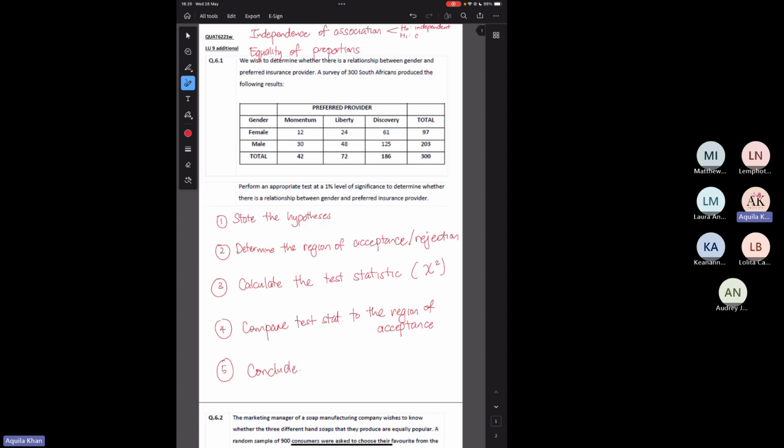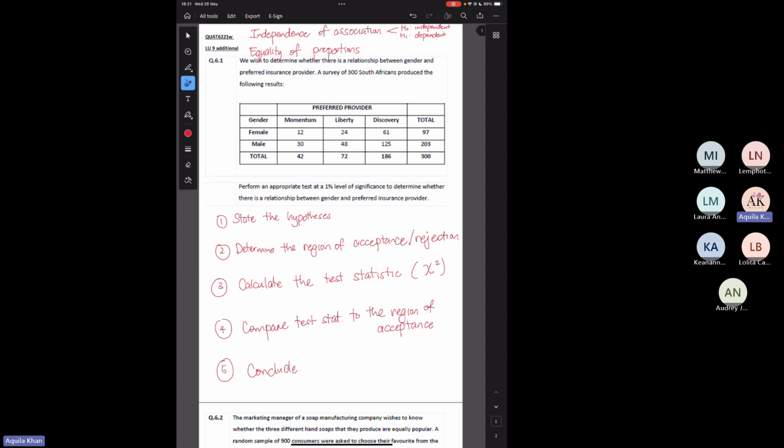And then your alternate must say that there is some sort of dependency between the variables. Now, this will never ever change. You can never swap them around. The null will never say that there is dependence between the variables, and the alternate can never say that the two variables are independent of each other. It must be in the sequence that I've written here. The null hypothesis must always say that the two variables are independent of each other.